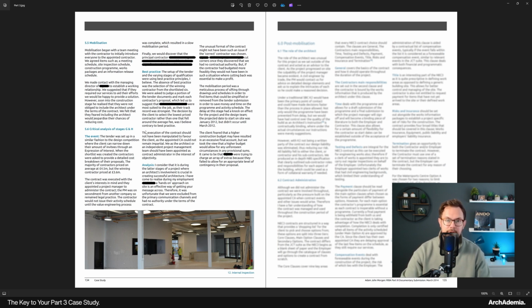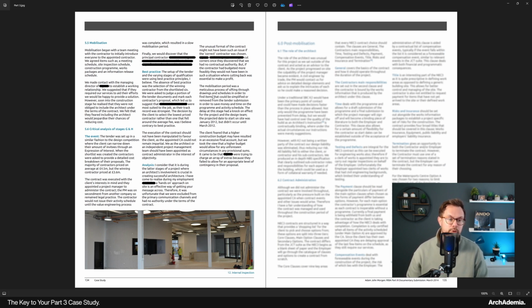And to nail the critical analysis, you need to have 3 subheadings. The first being the event, and that is a description of what took place. The second heading is best practice. Under this contract and this type of project, what would the absolute best practice have been for that work stage? And then the analysis, and this is where you demonstrate all your knowledge, is a comparison between those two.